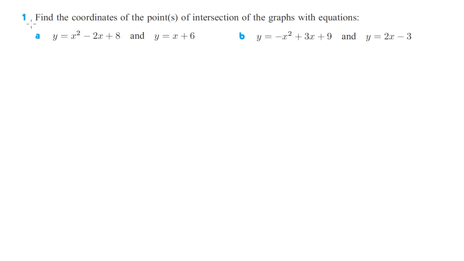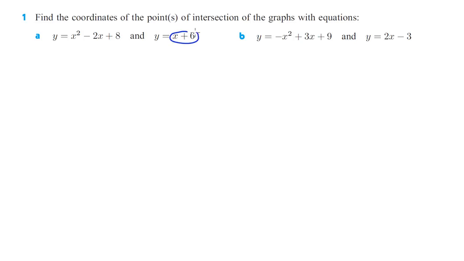Okay, so we're going to start here with number 1. Find the coordinates of the points of intersection with the graphs of y equals this and y equals that. So if you are looking for the point of intersection, what we need to do is figure out when these two equations have the exact same points. So I want to know when these two equal each other.